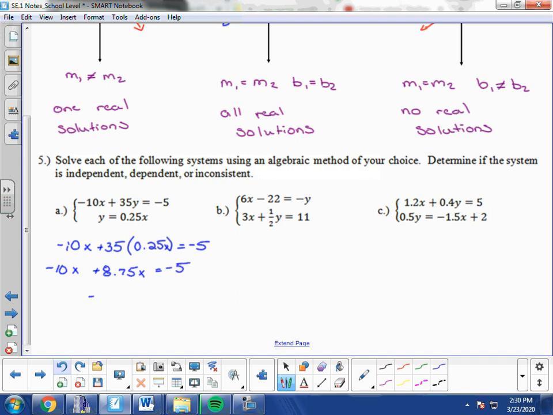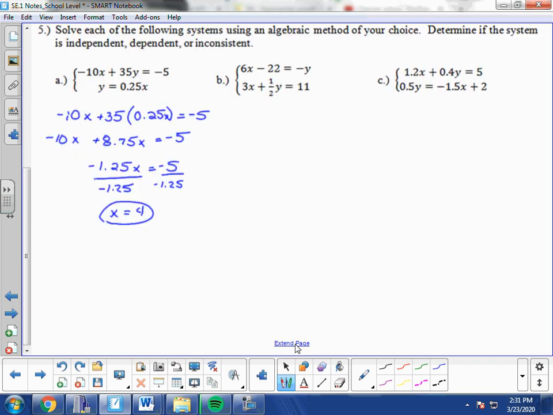Combine the like terms, so negative 1.25x equals negative 5. Divide by negative 1.25, and finally we have that x equals 4. So here's part of our solution. Then we can take 4 back into y and substitute, and y equals 1. So there's the other part of our solution. This would be independent. This is what we've been working on up to this point, where we come up with one answer: one value for x, one value for y.